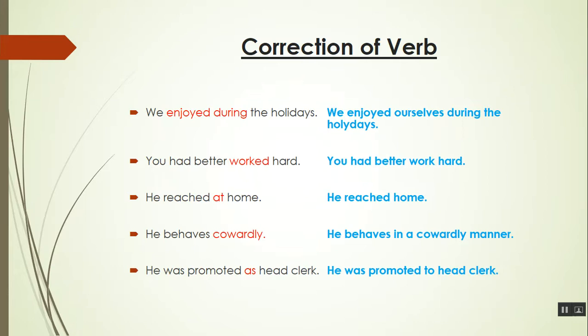Subject is we. So next sentence is: you had better work hard. This is a phrase, you had better. After you had better, we don't need to put the second form or third form of the verb, like worked hard. Whenever we have such kind of sentence with had better, we use a bare infinitive, that is work. You had better work hard.